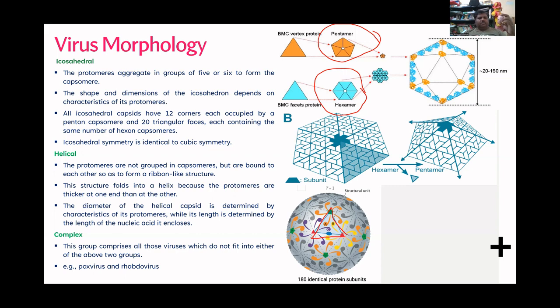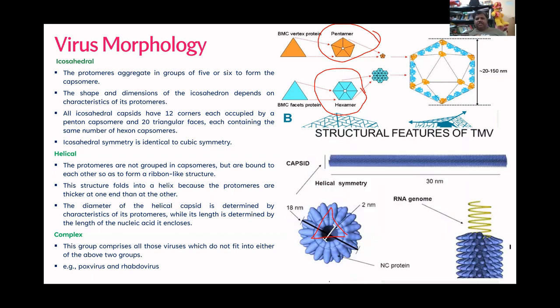But for now, we'll be looking into what exactly this icosahedral symmetry is. I hope you all understood what an icosahedral symmetry is and how it is unique. Now there is one more symmetry called helical symmetry. This helical symmetry is present in your classical example, the tobacco mosaic virus. It is a simple symmetry where you can observe. I'll show you on the screen. Please observe, guys.